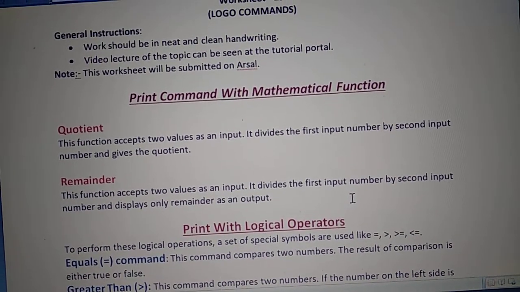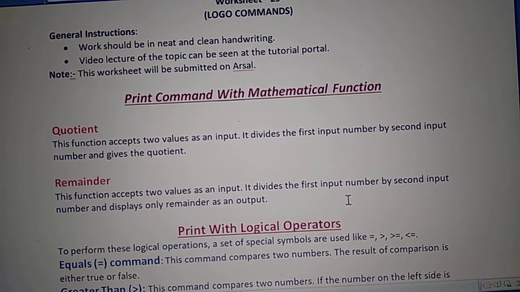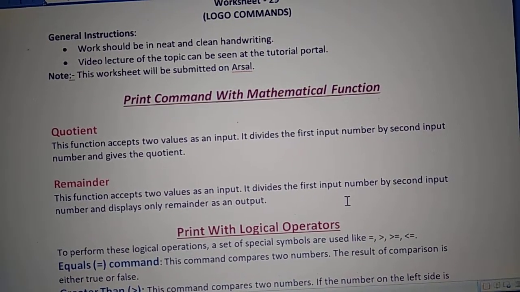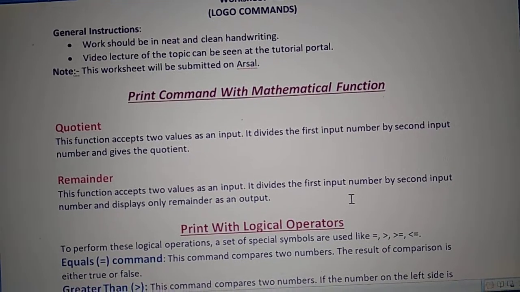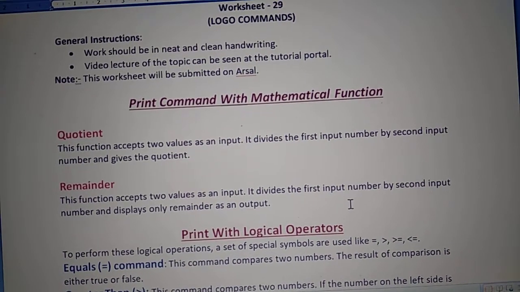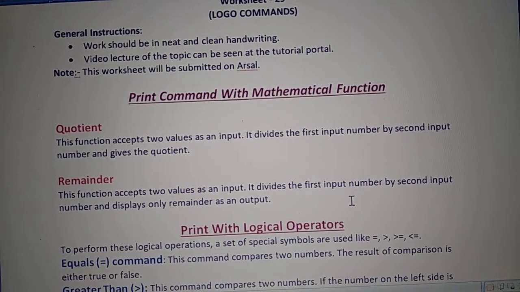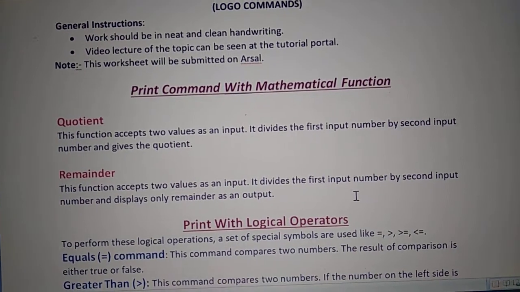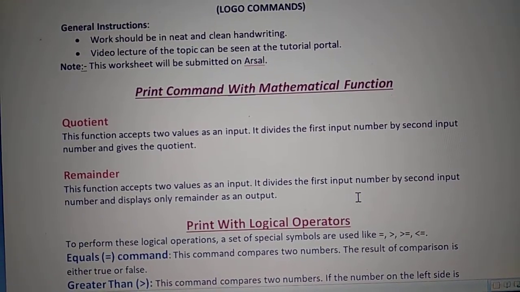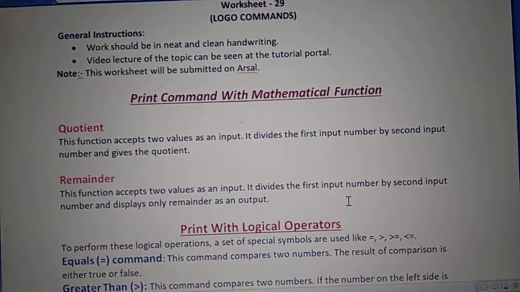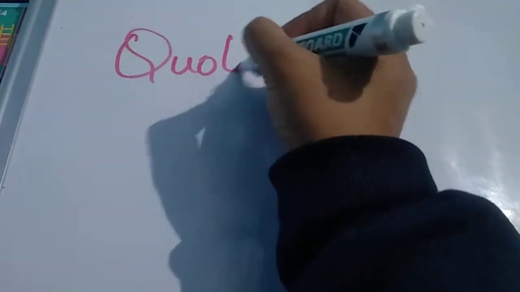Okay, next is the remainder. This function accepts the two values as an input. Again we need to give how many inputs? Two inputs. Okay, so it will divide the first input number by the second number and displays only the remainder as an output. Just wait, I will show you how it does. Okay, now eyes on the board, students. So first we are going to do the quotient.